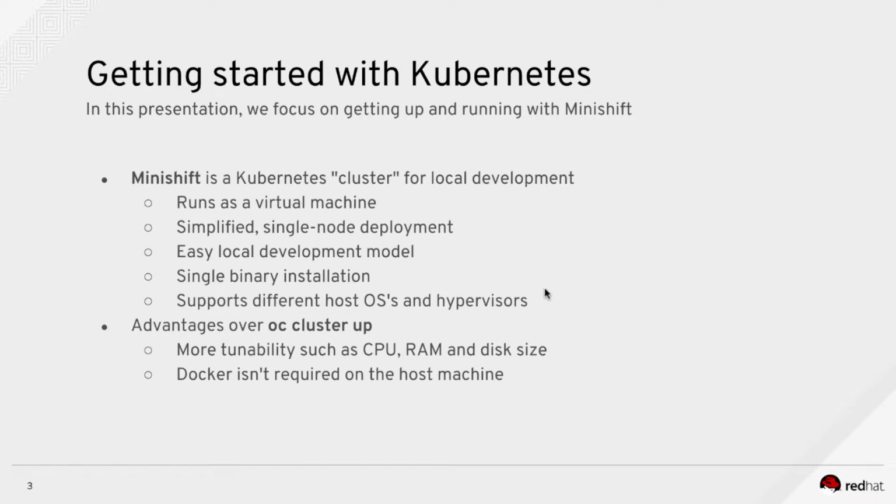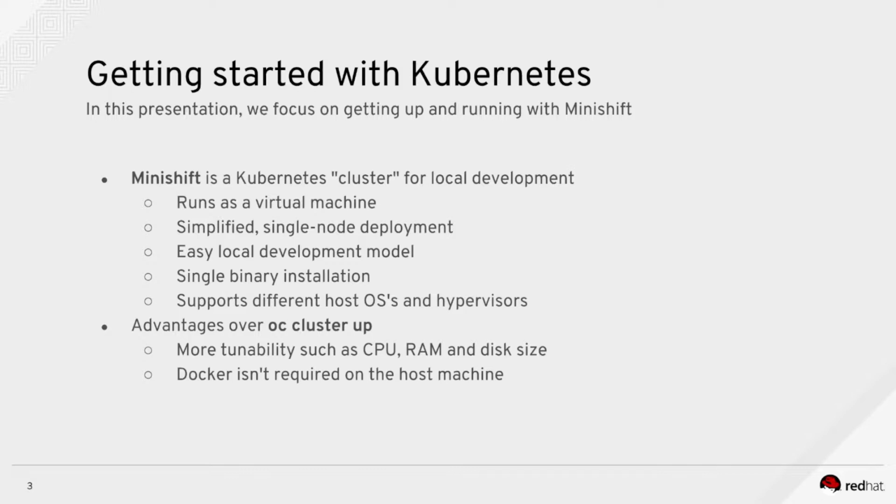Getting started with Kubernetes. Obviously, in the presentation, we've already stated that we'll be getting up and running with Minishift, where Minishift is a "Kubernetes cluster" for local development. That's in quotes because it's not a cluster, it's not a multi-node deployment. It runs as a single virtual machine. So it's a simplified single node deployment. It acts as both the master and node. It's an easy local offline development model. It does not require any cloud services whatsoever.